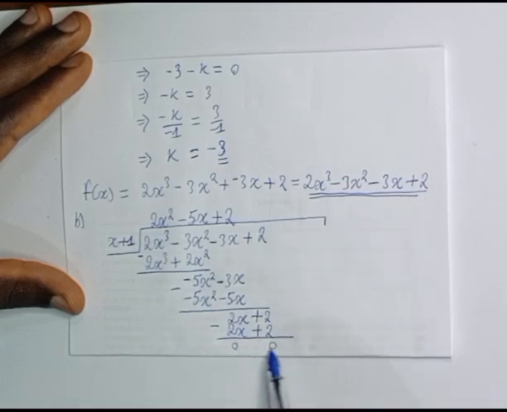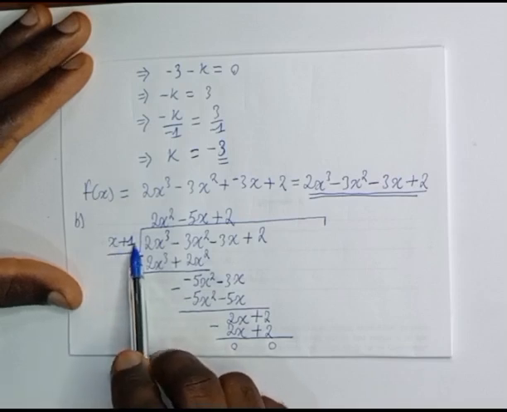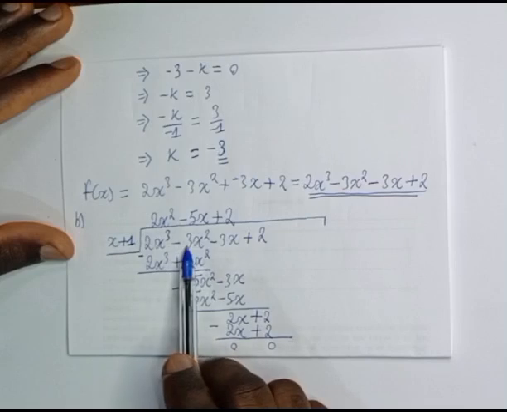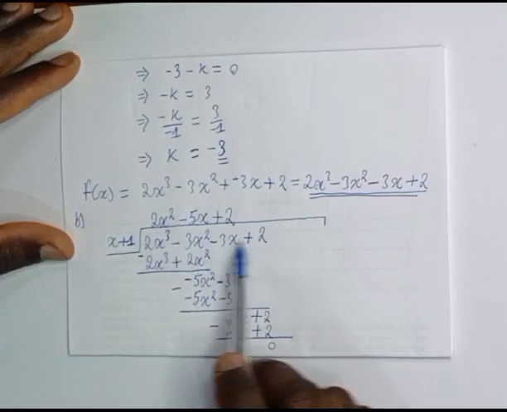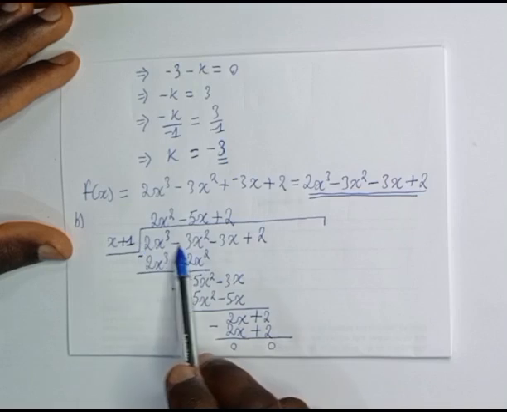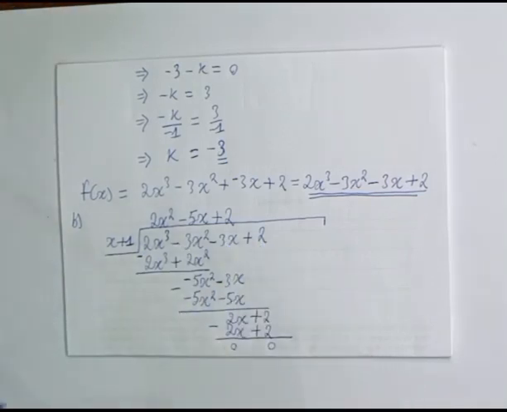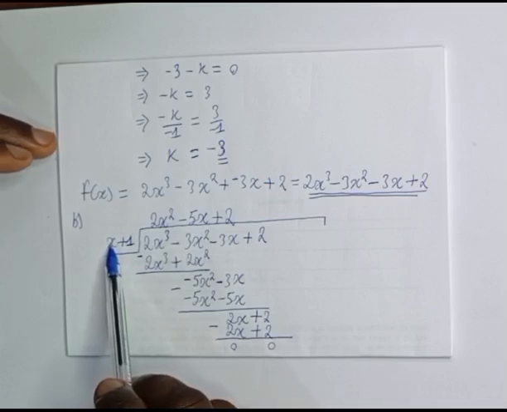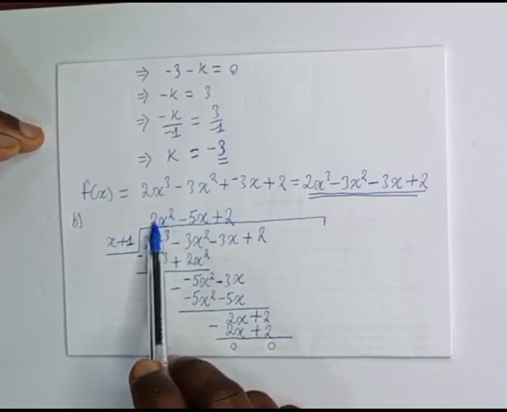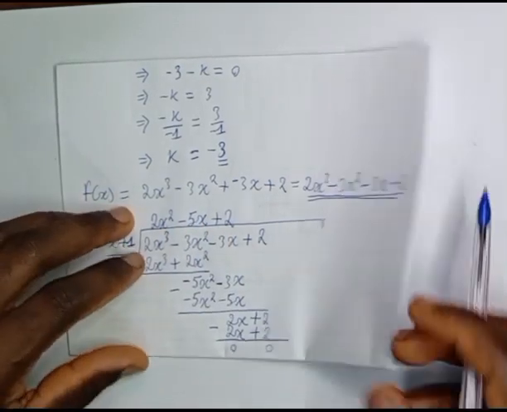You can see the remainder is 0, which proves that x plus 1 is a factor of the polynomial 2x cubed minus 3x squared minus 3x plus 2. It simply means this polynomial 2x cubed minus 3x squared minus 3x plus 2 is equal to the product of the divisor x plus 1 and the quotient 2x squared minus 5x plus 2.